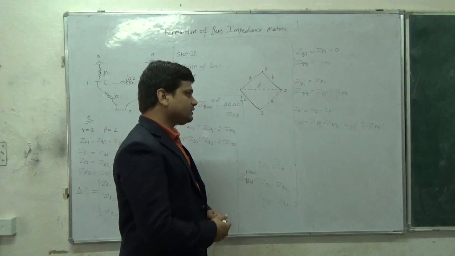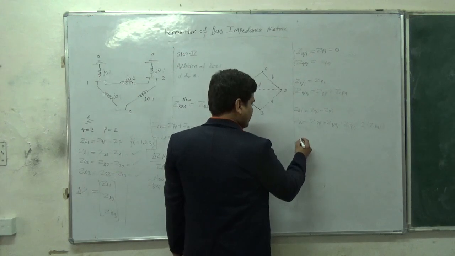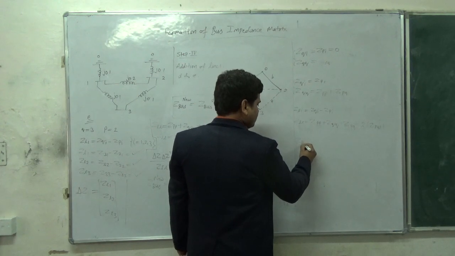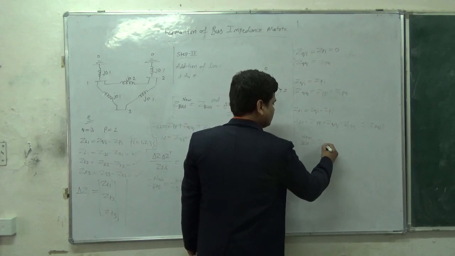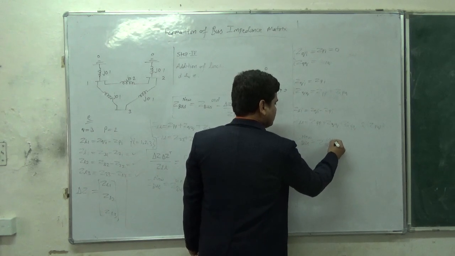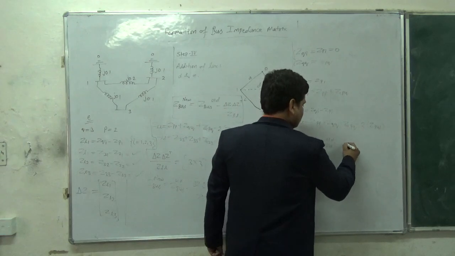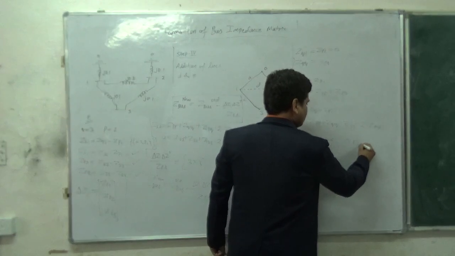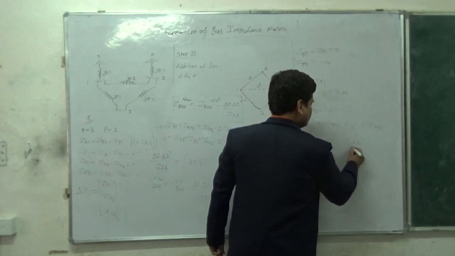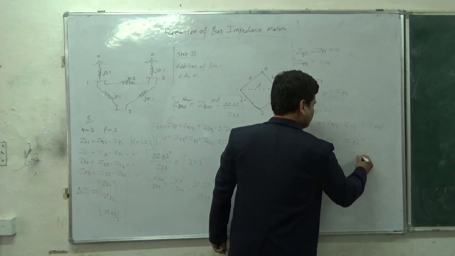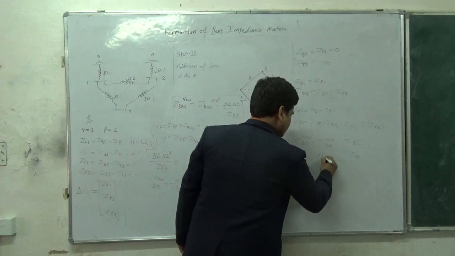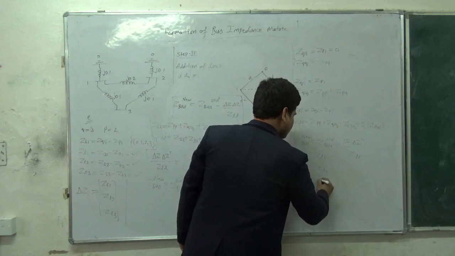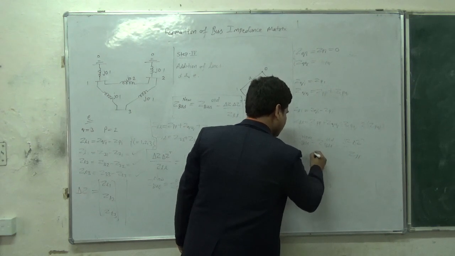After calculating all these things, you need to find Z bus new as Z bus old minus del Z transpose upon ZLL, where del Z is equal to ZL1, ZL2, ZL3.